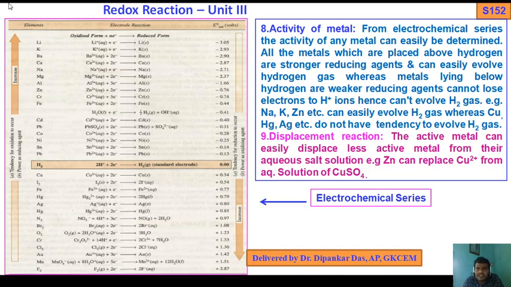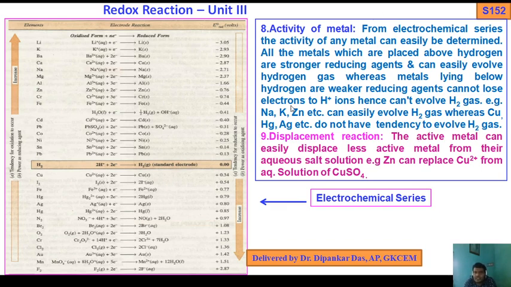Okay. Now next, the activity of metals. From the electrochemical series, the activity of any metal can easily be determined. All the metals placed above hydrogen are stronger reducing agents and can easily evolve hydrogen gas, whereas metals lying below hydrogen are weaker reducing agents and cannot lose electrons to H plus ions, hence cannot evolve hydrogen gas.